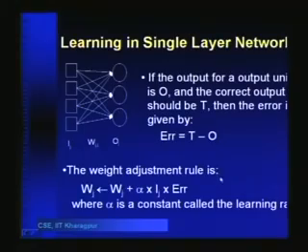Now, the weight adjustment rule is Wj ← Wj + alpha × Ij × Err. Right? Now, I will explain this in a moment.